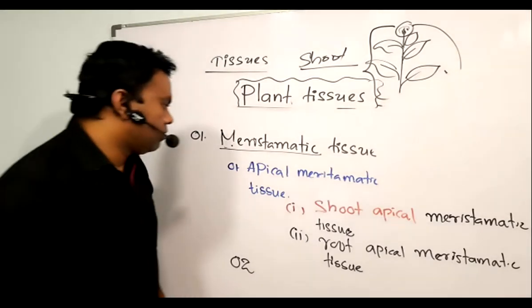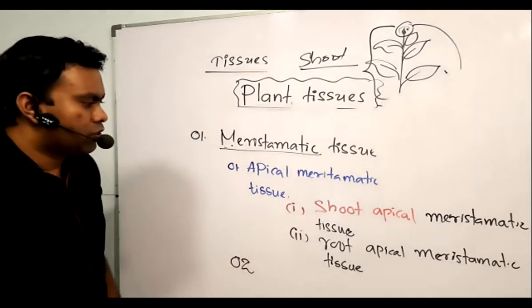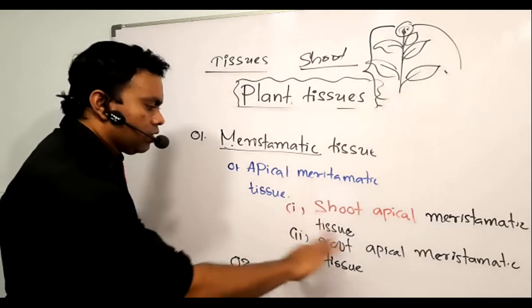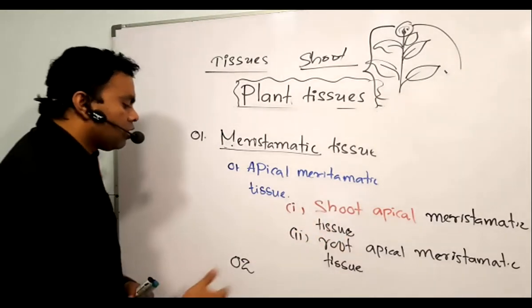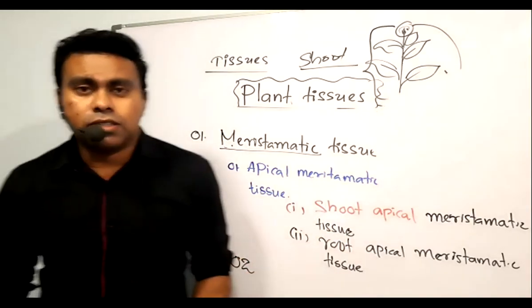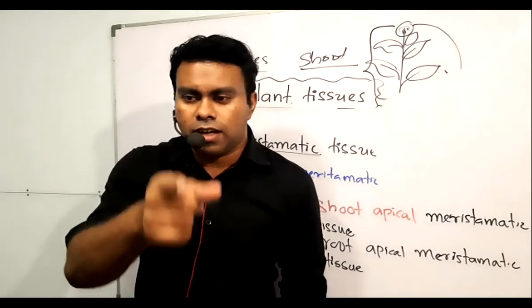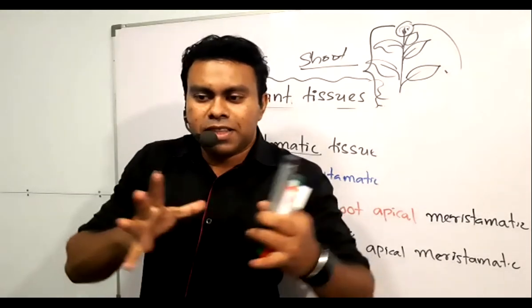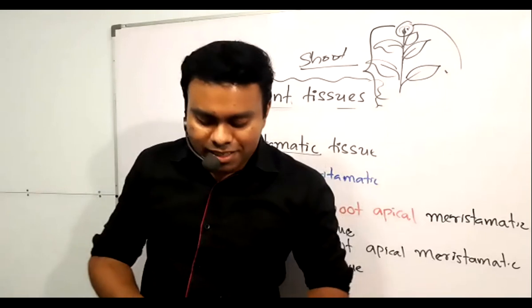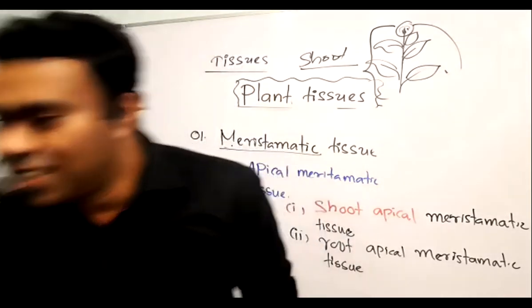Let's move ahead. Apical meristematic tissue. So shoot apical meristematic tissue and root apical meristematic tissue. The second type of meristematic tissue exists where?